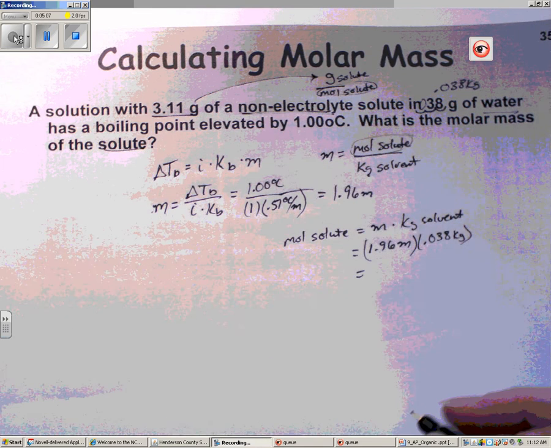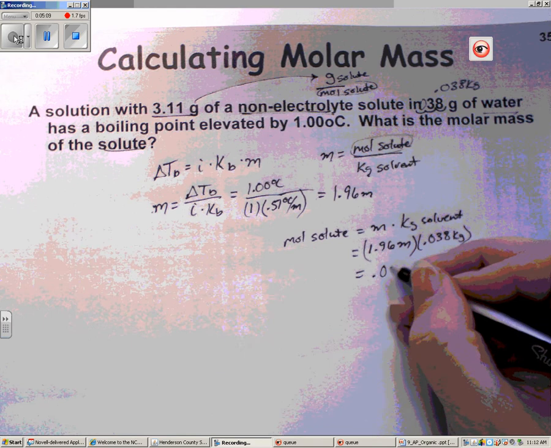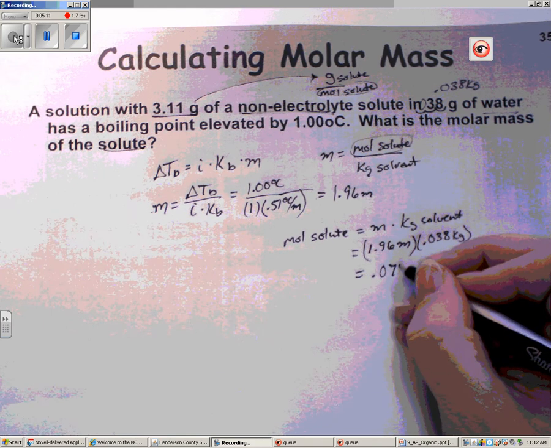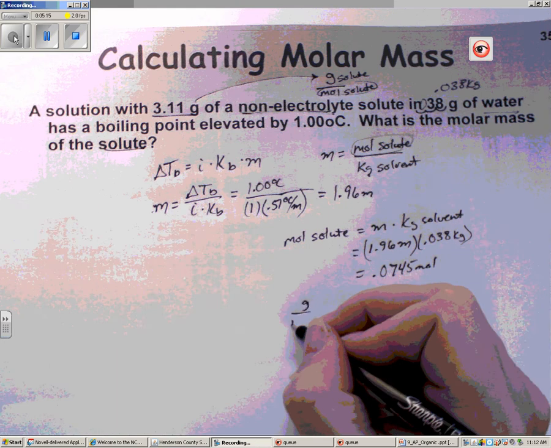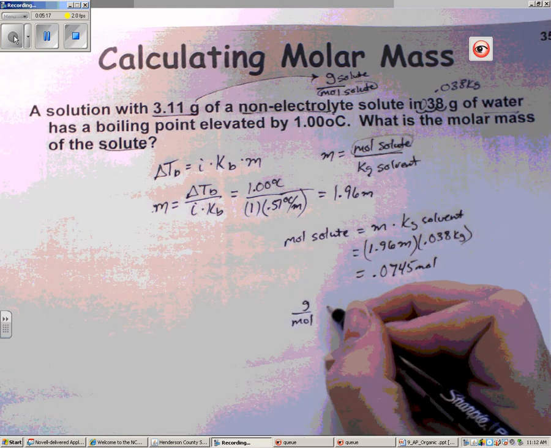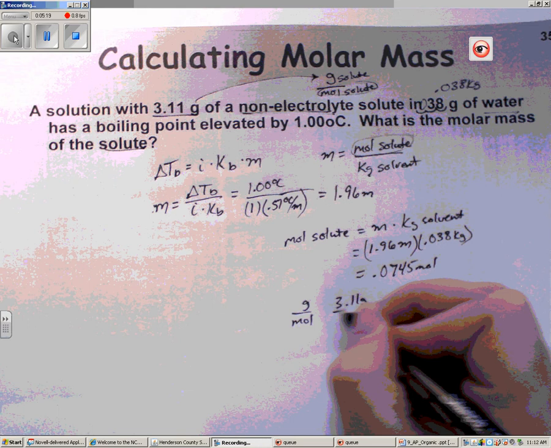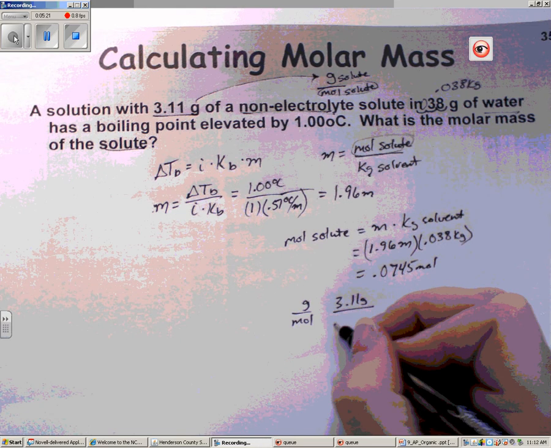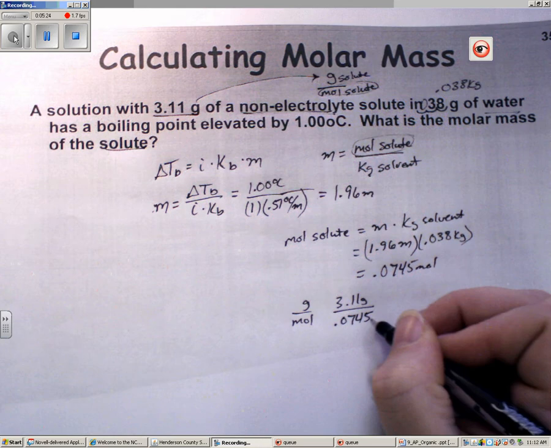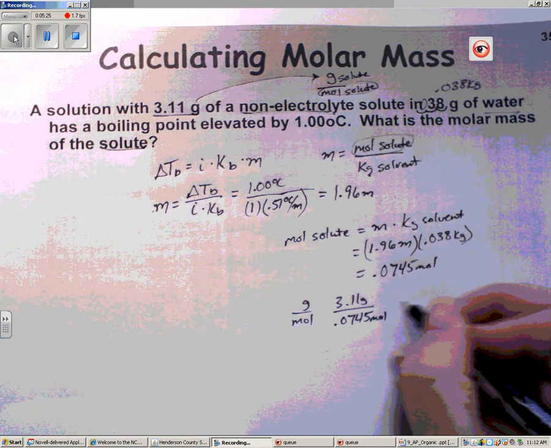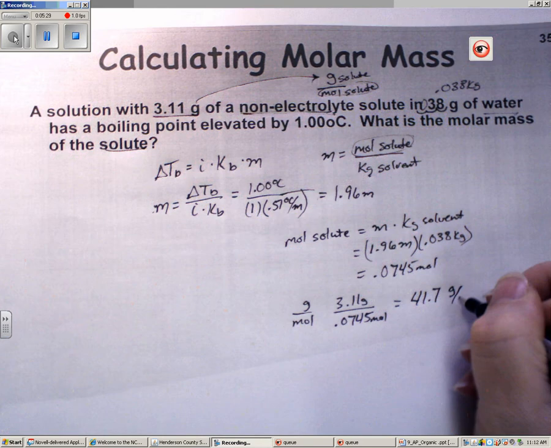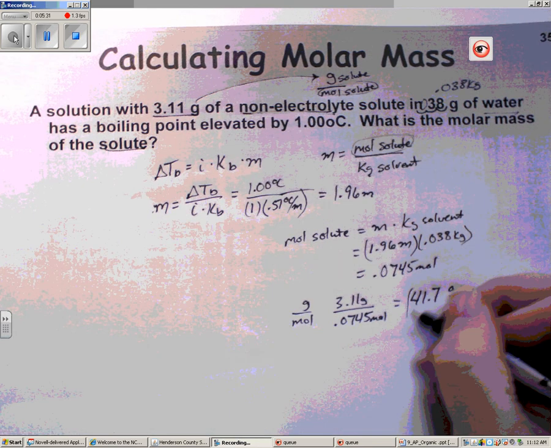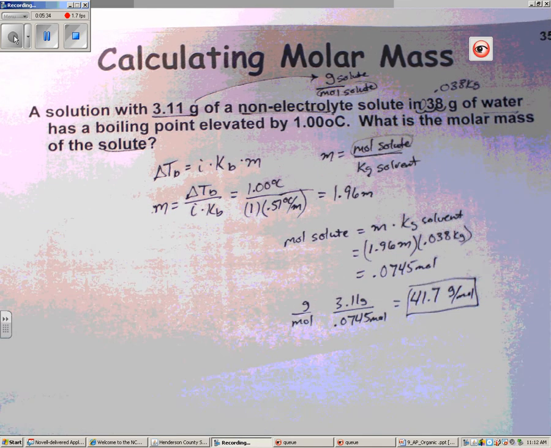So that's going to give me 0.0745 moles. To find molar mass, it's grams divided by moles. So I have 3.11 grams of my solute, and I just figured out how many moles of my solute are there. And I get a molar mass of 41.7 grams per mole. And that is the molar mass of our solute.